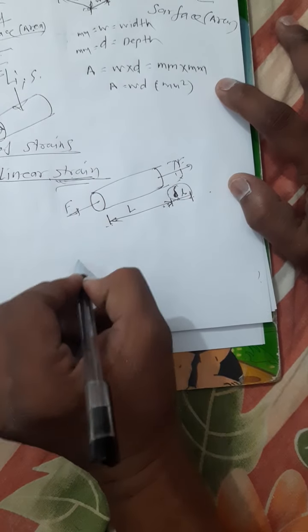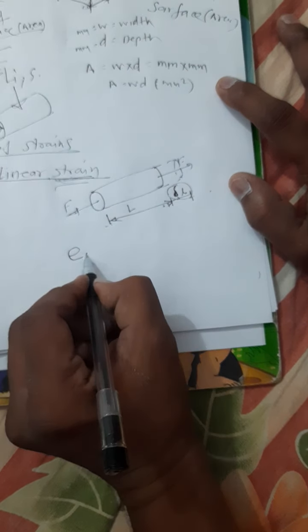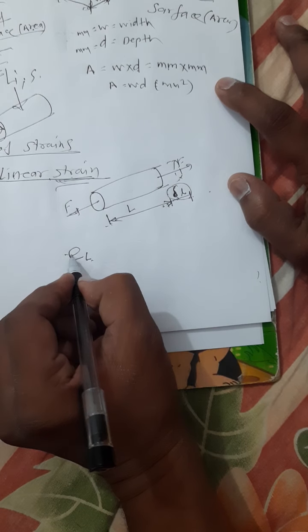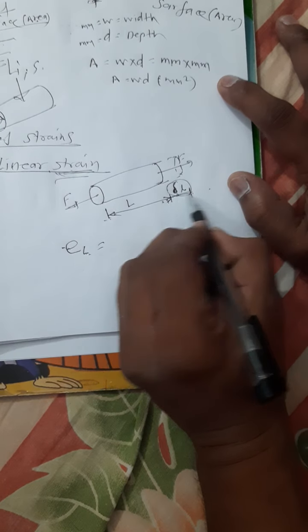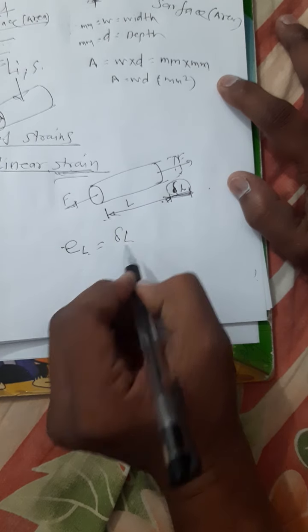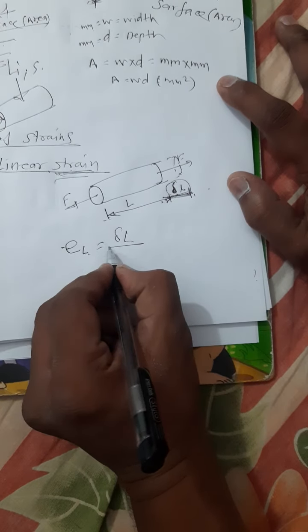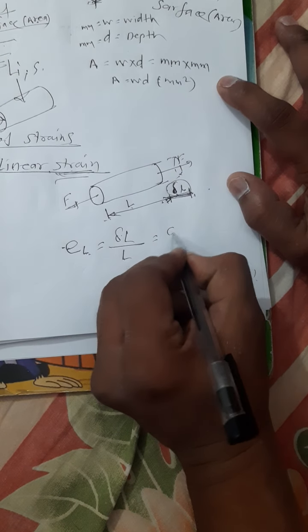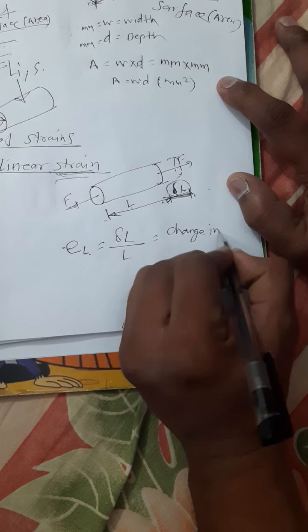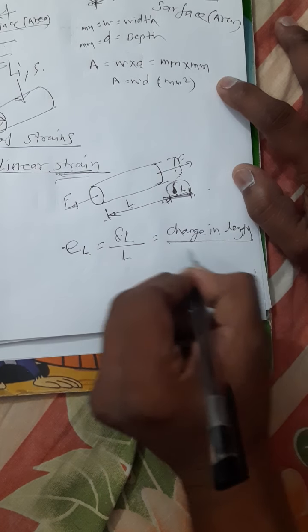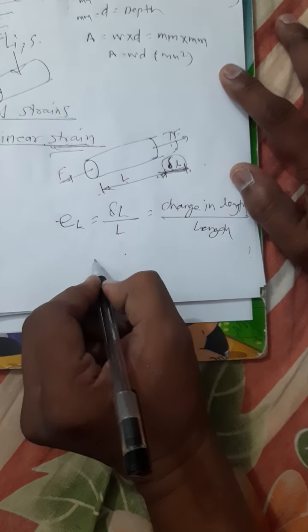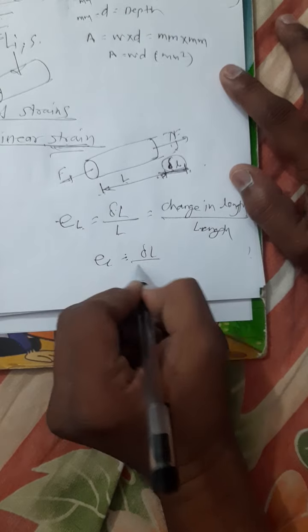So, my dear students, what is strain? Strain is denoted by e, and L means linear strain. L for linear and e for strain. So what is linear strain? Linear strain means change in length to original length. Are you getting? So what is the unit?